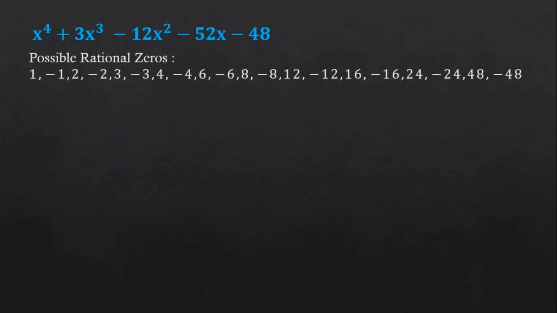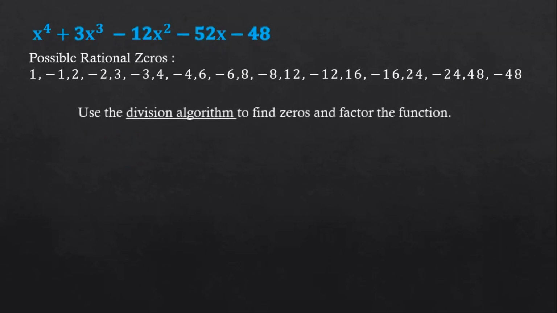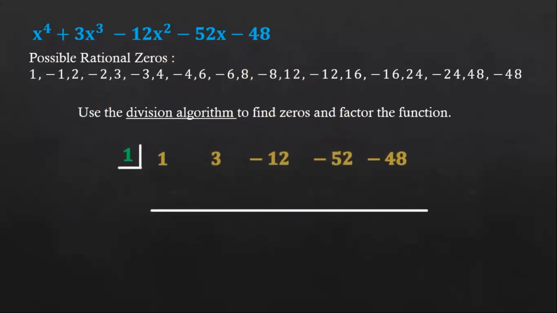So I have this long list now of possible rational zeros, and I need to find out if they are a zero. One way would be to plug it into the function, but as we're going to need to factor it out anyways, we're going to use the division algorithm and synthetic division to find these zeros. And I just start with what's probably going to be the easiest one on the list. Going to start with 1.